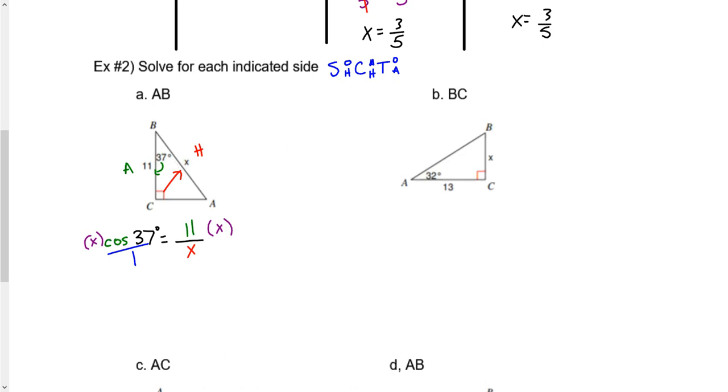x allows us to cancel that off and we'd have our x multiplied by the cosine of 37. It would equal 11. Now to get the x by itself, this entire cosine of 37 is all one thing. We're not trying to get rid of the cosine, we want to get the x by itself, which means we're going to divide by the cosine of 37.